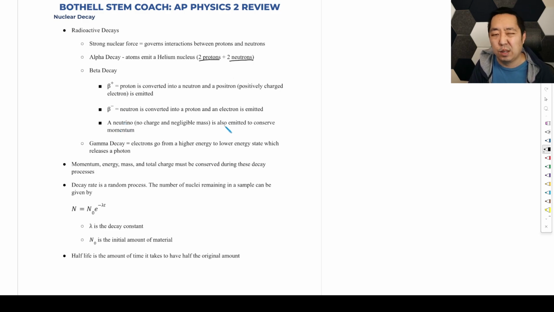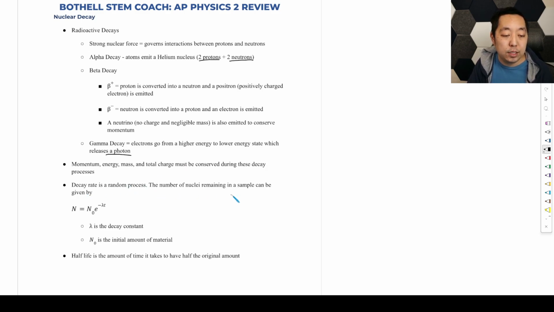You don't need to understand much more than that. Gamma decay, that's where electrons are changing between states, and that releases a photon. So these two change the nucleus of an atom by either losing protons and neutrons or converting protons into neutrons. This one just releases energy, and that's it. During all of these processes, momentum, energy, mass, and total charge have to be conserved. So all 4 of those things have to be conserved during that process.